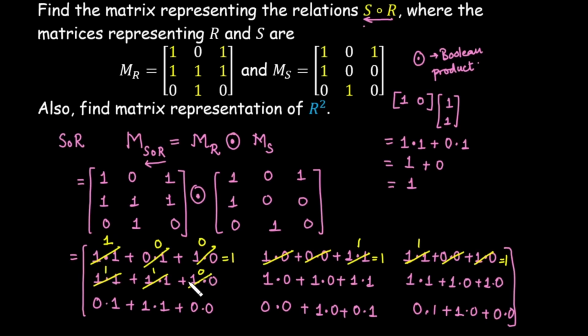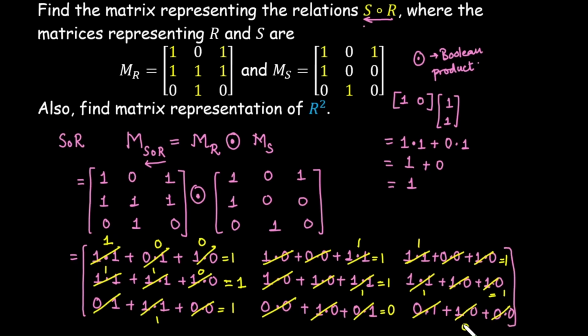When you add this one, it is not equal to 2. We need to add by the Boolean form. So this is equal to 1, 0, 0, and this is 1, and finally we are getting 1 here. 1, 0, 0 is again equal to 1. 0, 1, 0 is equal to 1, 0, 0, 0 is equal to 0. 0, 0, 0, and hence we have 0. So the final matrix we have in this case has 1, 1, 1 as the first column. The second column is 1, 1, 0. The next column is 1, 1, 0. So this is the final matrix representation of S o R, the composite of R and S.